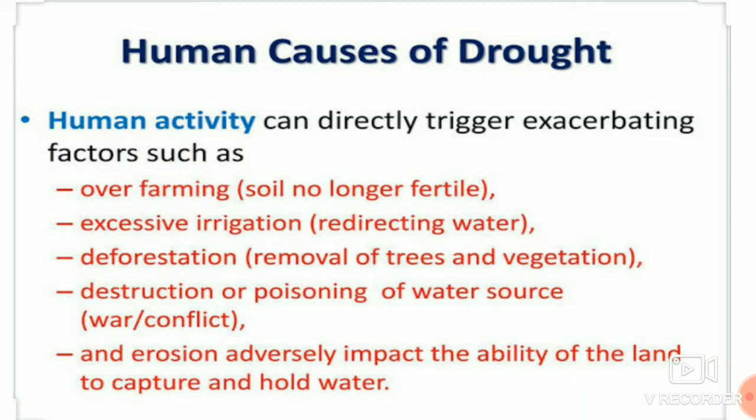So the next one, human causes. Human activity can directly trigger drought. Overfarming, excessive irrigation, deforestation, destruction or poisoning of water resources and erosion unwisely impact the ability of the land to capture and hold water. These are some of the causes of drought by human activities.